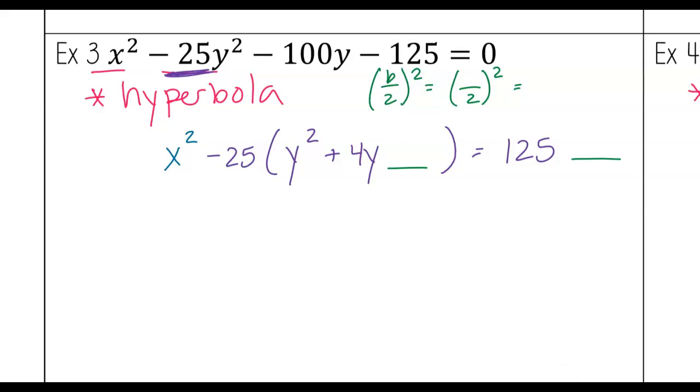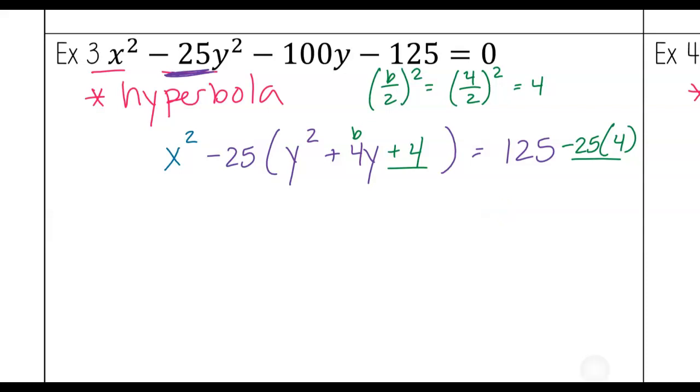Four. Yes, because our b value is 4. So I divide it by 2 and I get 2. 2 squared is 4. So I'm adding 4 on the left. Now, is that actually the value I added into the left-hand side? Right, Peyton, exactly. That 4 is actually being multiplied by that negative 25. So on the right, I'm going to multiply 25 times 4, and that's the value I actually added in, or in this case, subtracted in. So then 125 minus 25 times 4, which is 100, is just 25.